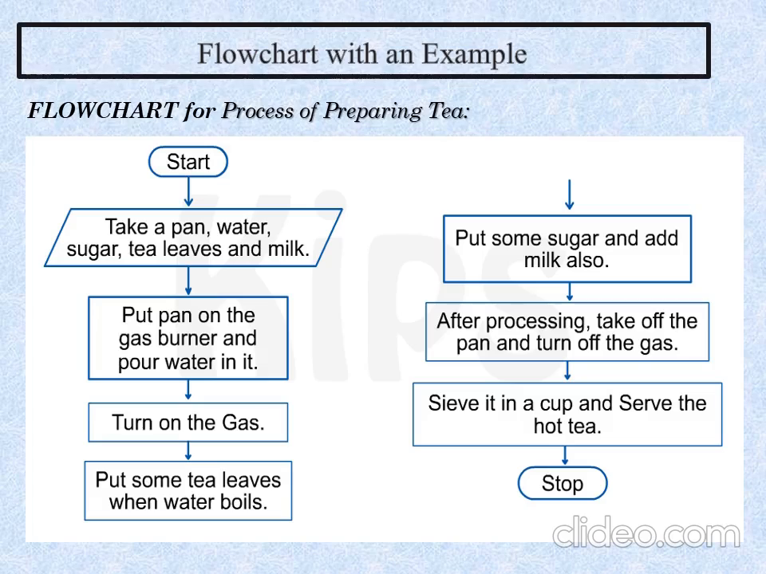So now after processing, what will we do? We'll switch off the gas. And after which what we need to do? Yes, sieve it in a cup and serve it hot. Very good. Okay. And after which what we need to do? The process is ended. So for the end, which one do you need to use? Start or the stop box. So what box do we have to use? The process is ended. So we are using the stop box.